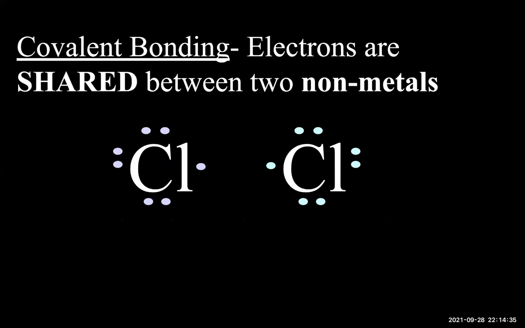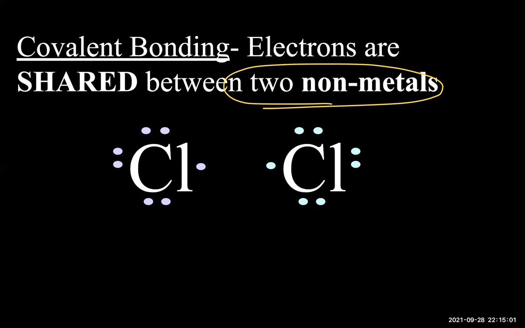So covalent bonding is different. Covalent bonding happens between 2 nonmetals. So 2 different elements from the right side of the periodic table. In this case, electrons are not transferred from one element to the other, but they're actually shared. They become like a pool of electrons that both of those atoms can use.